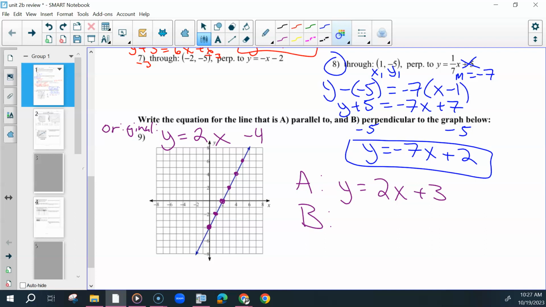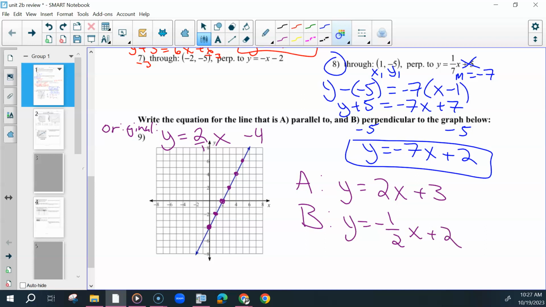Part B, we have to find something that's perpendicular. So what would the slope be? Not negative 2, we've got to flip it, remember it's over 1. So negative 1/2 x, and then we can pick whatever y-intercept we want. It could be the same, it could be different. Someone give me a y-intercept. I heard the number, but not 2. 2, sure.